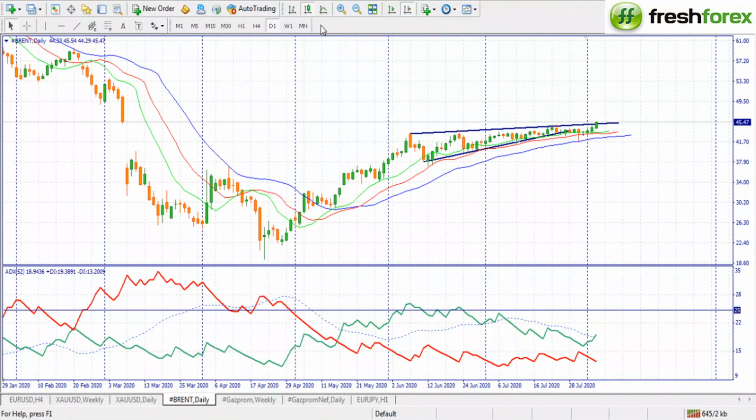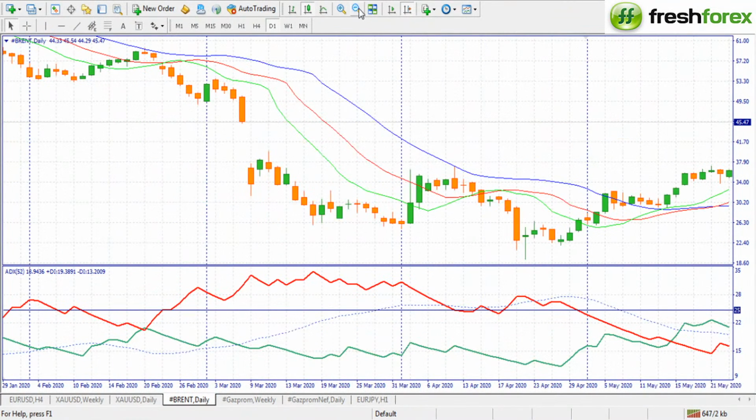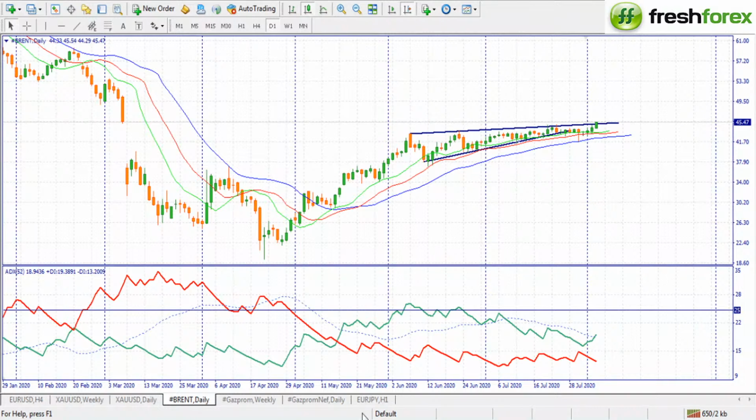If you look at this chart from the daily point of view, you may not be able to see exactly what I'm saying, but if you check it from the monthly point of view, you'll be able to understand exactly what I'm referring to.